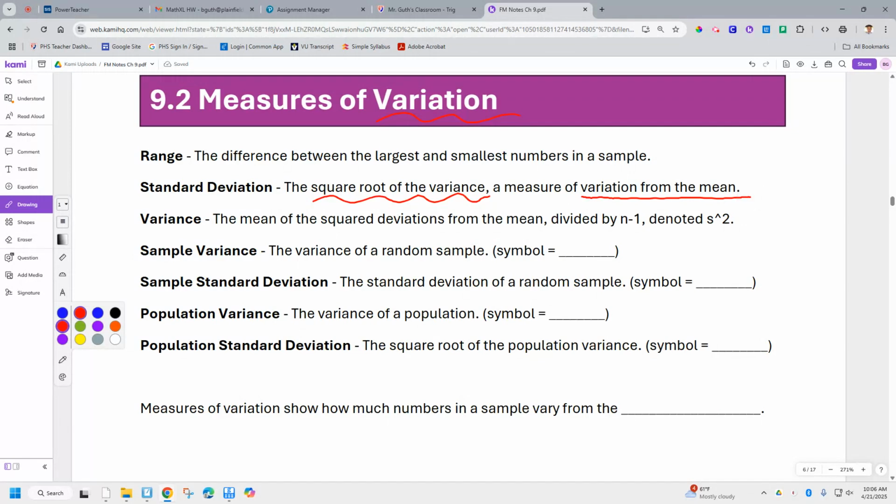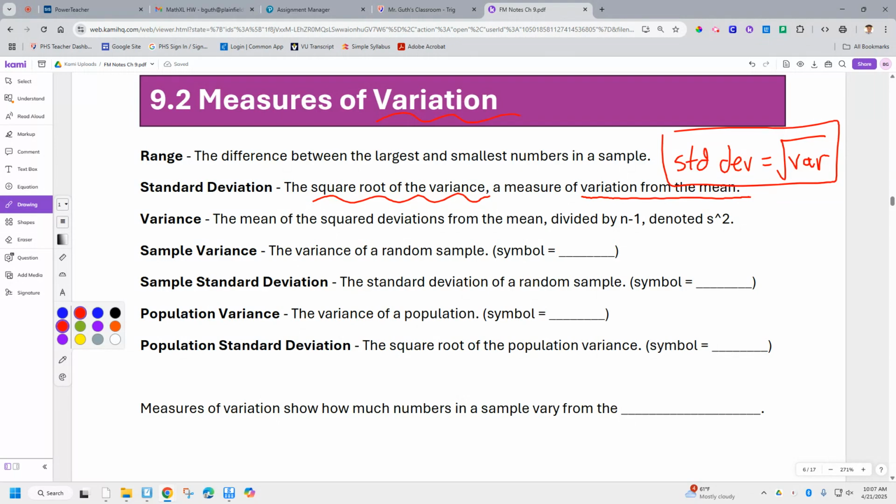But one thing you'll need to know is standard deviation is the square root of the variance. That comes up every now and again, but variance and standard deviation are very closely related. They're both talking about numbers and how they vary from the mean. Variance is the mean of the squared deviations from the mean divided by n minus 1, denoted as s to the second power.